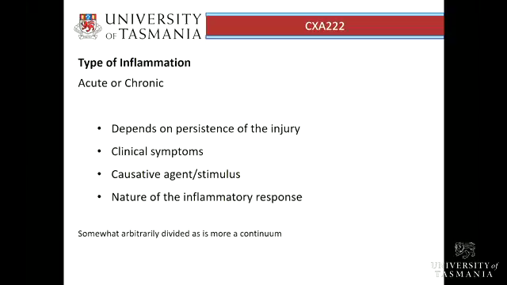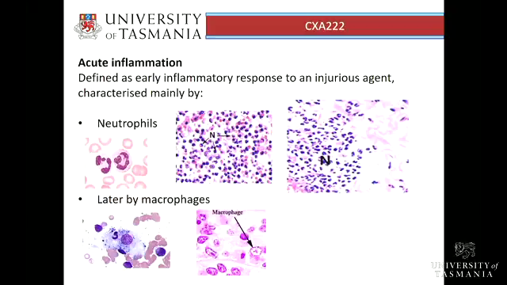So there are two main types. We've got chronic and acute, and depending on the persistence of the injury, maybe it's something that can be mopped up quickly, maybe it will go on a bit longer. Clinical symptoms are an indication of this, as is the causative agent. So we'll go on with causative agents and the resulting chronic inflammation a little bit later. And also the nature of the inflammatory response. The chronic to acute or acute to chronic is, they say you can draw a line, but it's somewhat arbitrary in as much as it is a continuum. So it doesn't suddenly, at 2 days of inflammation, become chronic. It's what cells are involved and what histopath features you're starting to see.